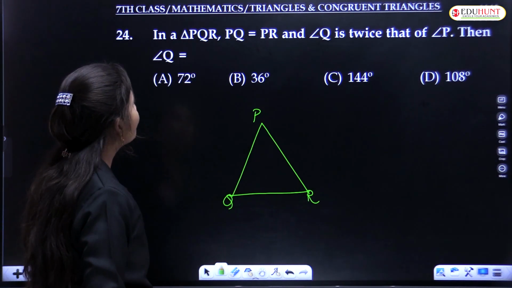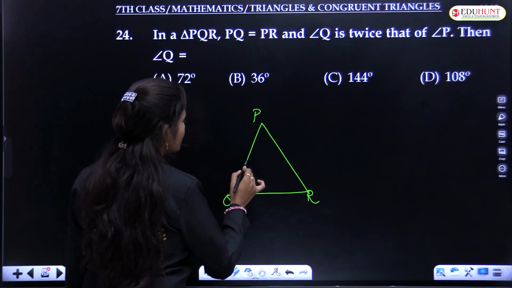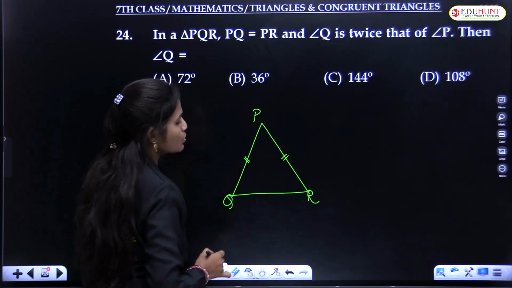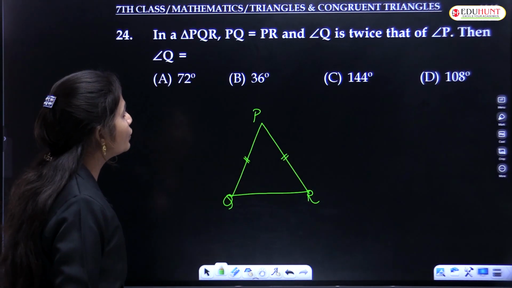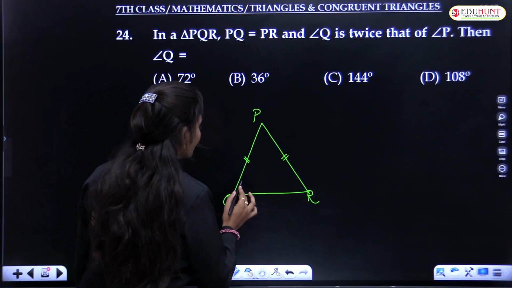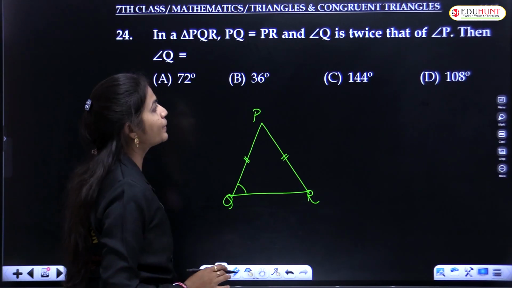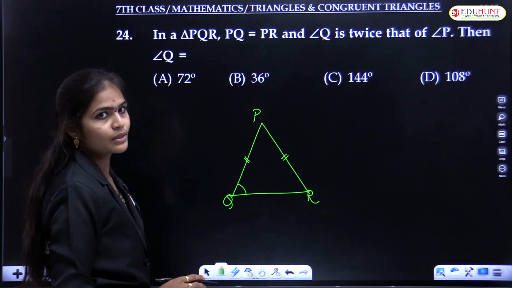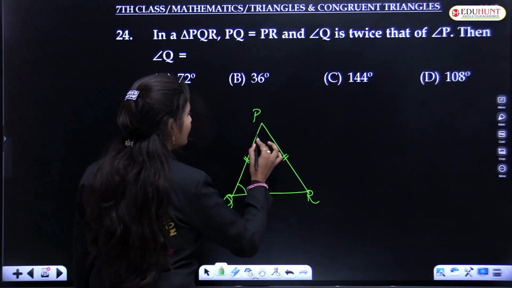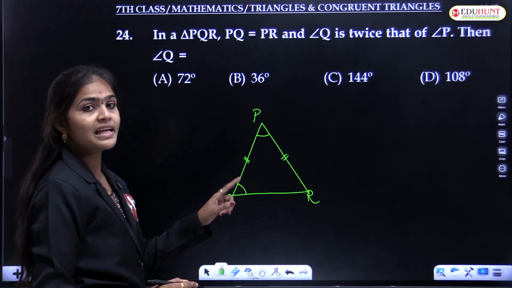Okay, now PQ is equals to PR. So PQ is equals to PR. These two are equal sides. Now here Q is twice that of P. Q is twice that of P. Then angle Q is equals to. Okay. So here Q is twice that of P.